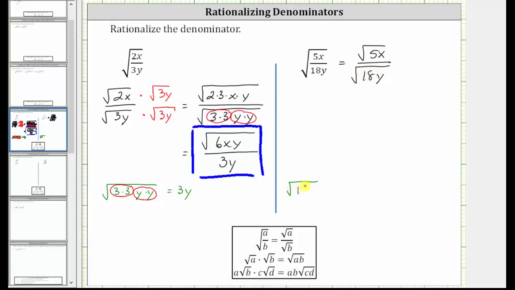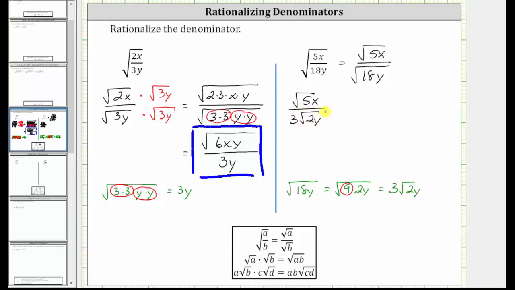The square root of 18y is equal to, well, 18 is equal to 2 times 9. 9 is a perfect square. Let's write this as the square root of 9 times 2y, and because the square root of 9 is equal to 3, this simplifies to 3 square root of 2y. So let's write the expression as the square root of 5x divided by 3 square root 2y.